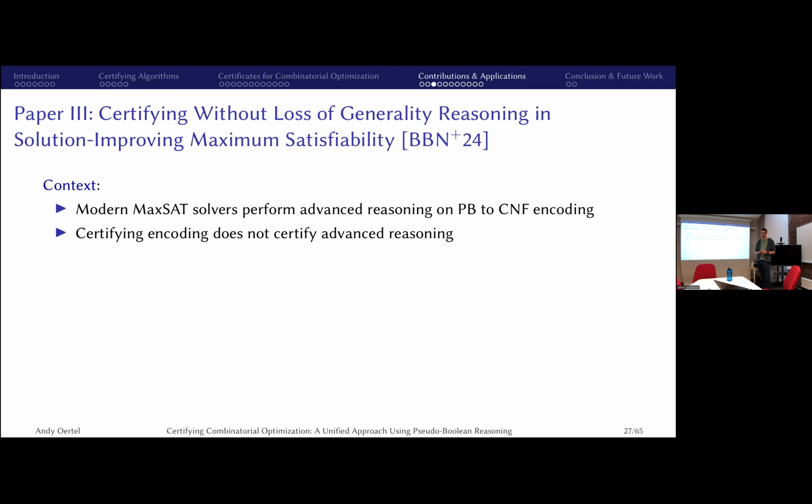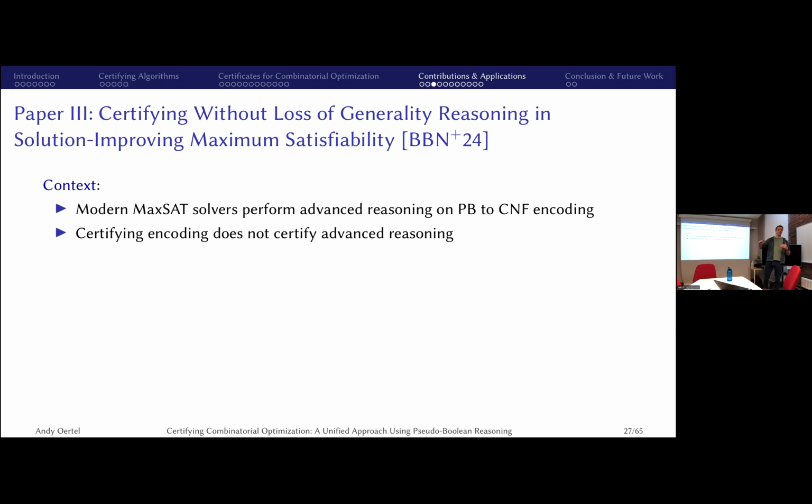The third paper is about solution-improving MaxSAT solving. So we again have the MaxSAT problem. In this case, we're doing solution-improving search, so finding better and better solutions. So this is an upper bounding approach.